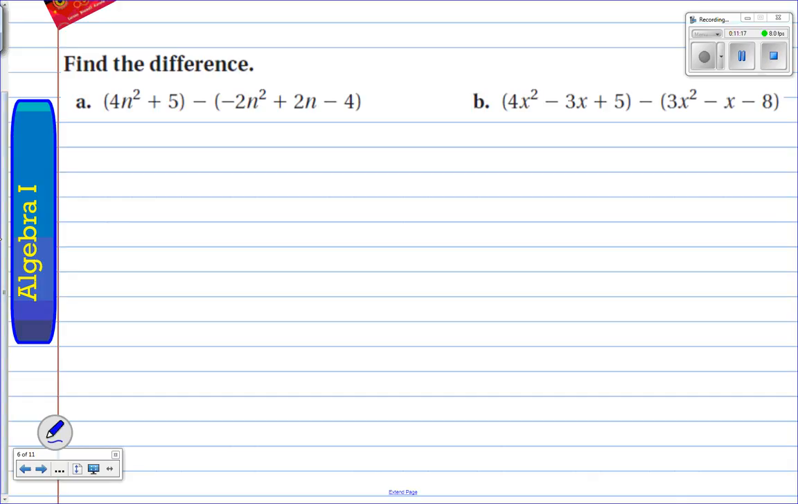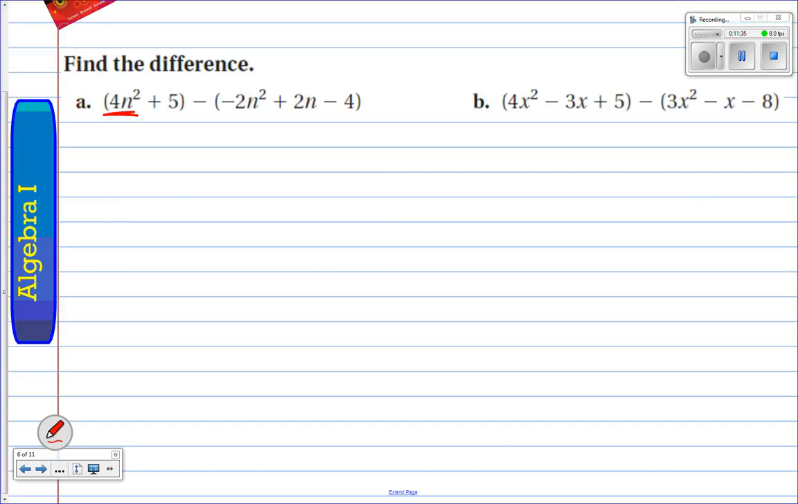Find the difference just means subtract. Okay. Now, I want to caution you, it is very, very easy to miss double negatives when you're doing subtraction of polynomials. So you have to be very careful. If we want to go horizontal method, that works.